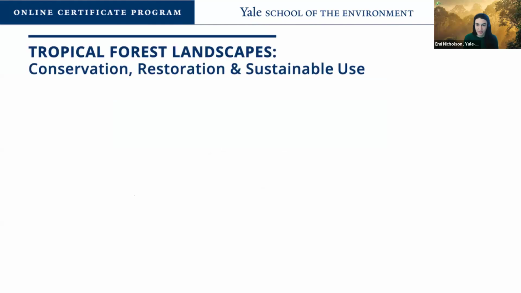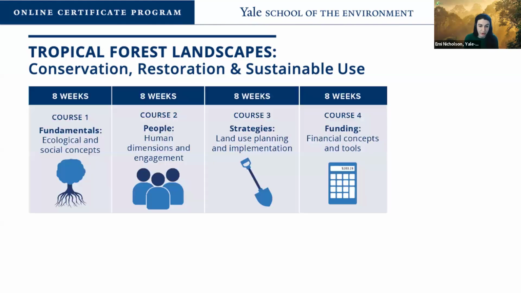Starting with the program overview. Our Tropical Forest Landscapes Conservation, Restoration, and Sustainable Use online certificate is approximately a year-long program that consists of 4 core courses, each lasting about 8 weeks. The first course will take you through the fundamentals, some social science and natural science concepts that are really core to understanding some of the issues currently facing tropical forest landscapes.